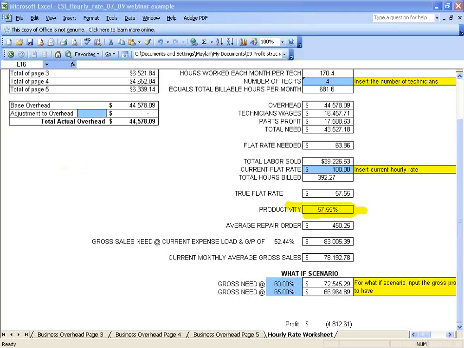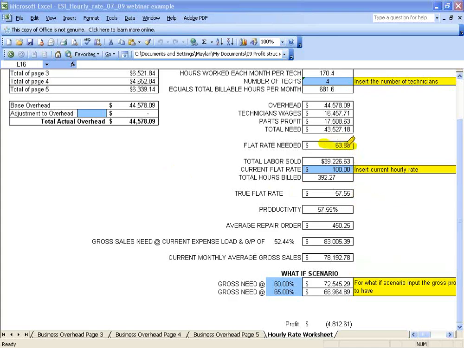So raising the hourly rate, we could certainly do that and fix his problem. The problem we run into, though, is that he would have to double his current rate. He would have to charge $200 an hour to offset this lack of productivity, and most of us would never do that. So although his hourly rate is correct in the sense of it's high enough, he needs to fix his productivity problem. And that's where this set of spreadsheets can really help you narrow down where your problems lie.